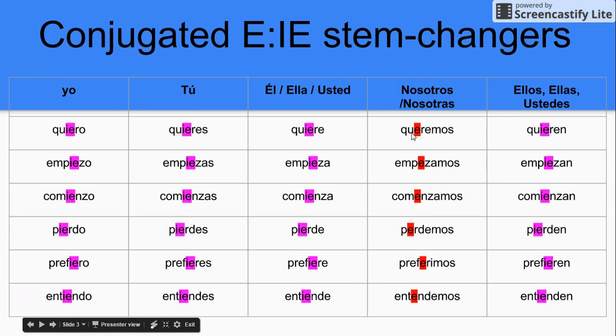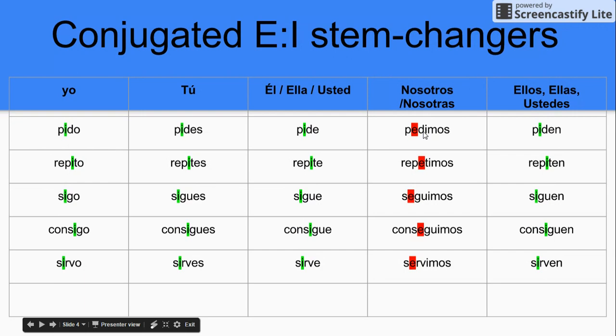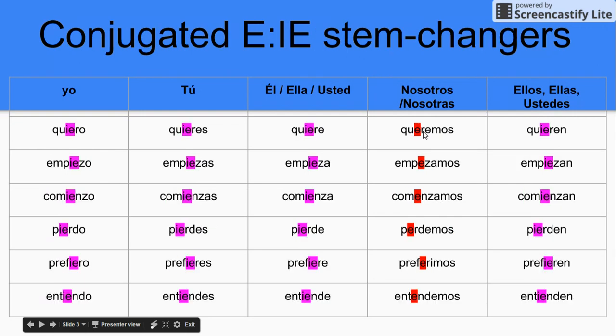Again, we can see that this is not going to be affected by the stem change. If you notice, it's because it doesn't fall into the second position. In each of these cases, the weak vowel that would normally be changing is not going to change because we have a double syllable ending.